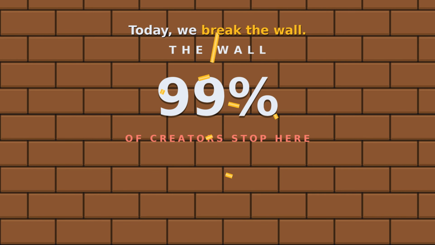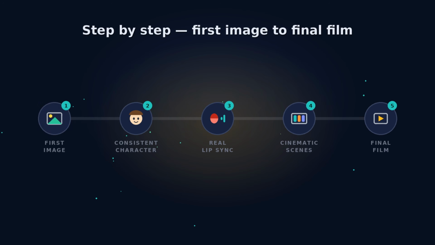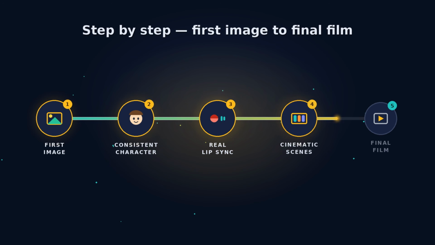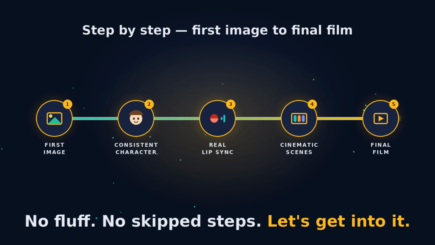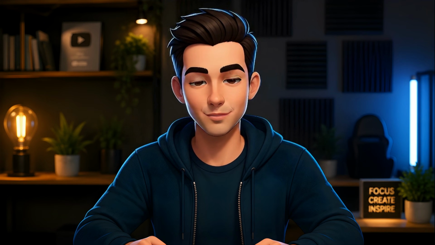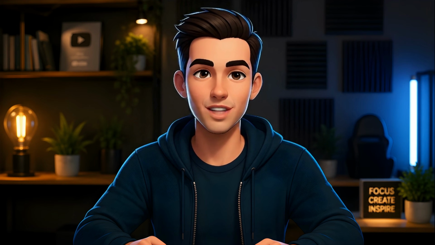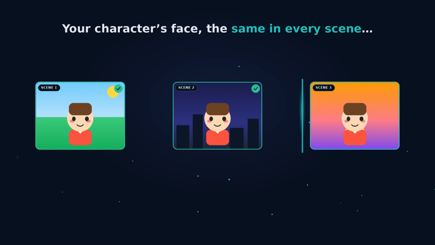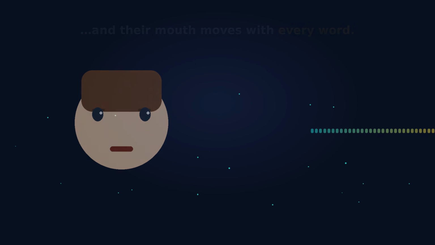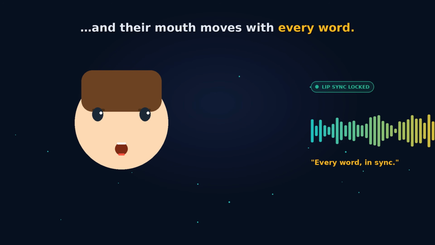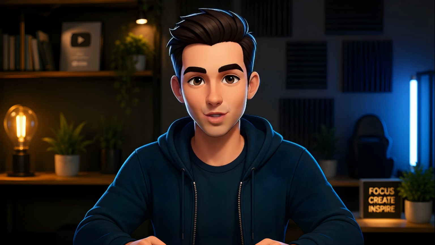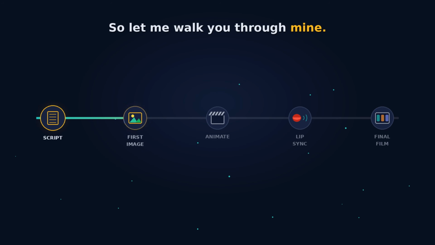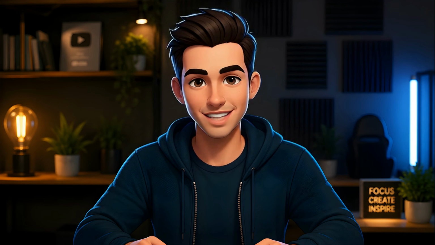Today, I'm going to break that wall for you, step by step, from the very first image to the final exported film. No fluff, no skipped steps. Let's get into it. Here's the truth most beginners miss. Making one good clip is easy, anyone can do it. But building a whole film where your character's face never changes from scene to scene and their mouth moves perfectly with every line of dialogue, that takes a real process. So let me walk you through mine, slowly and completely, nothing skipped.